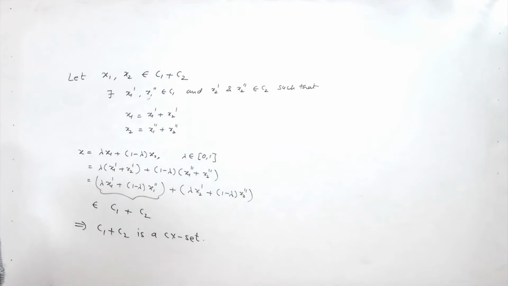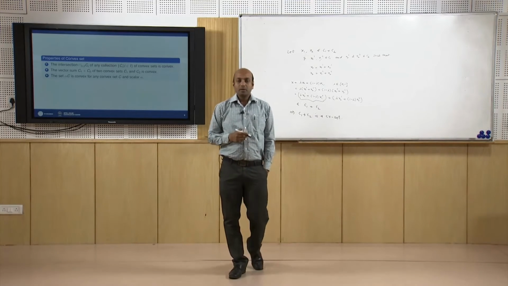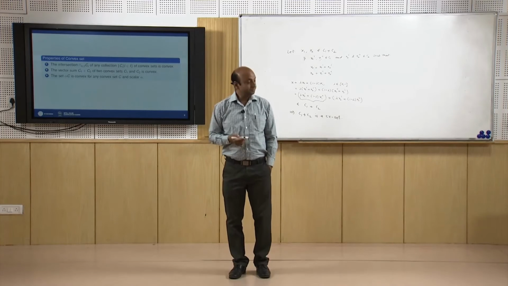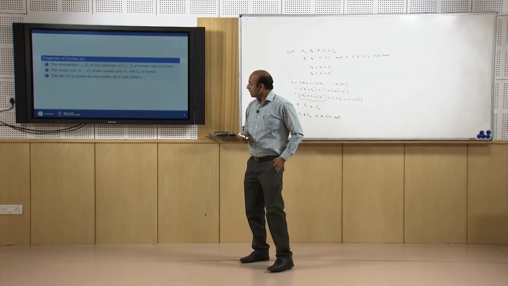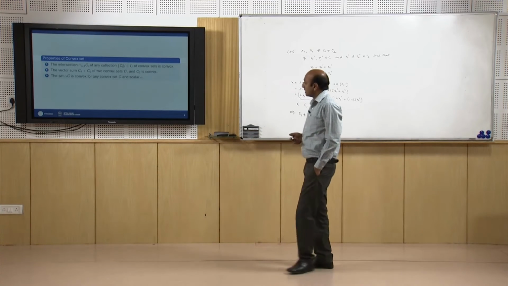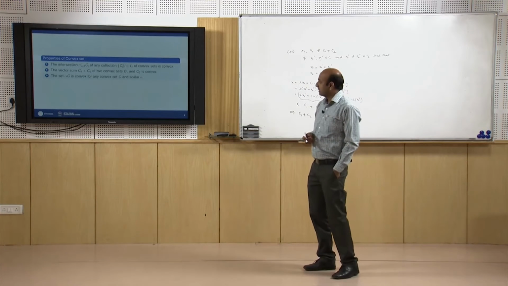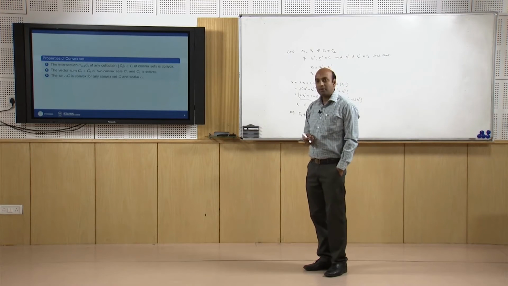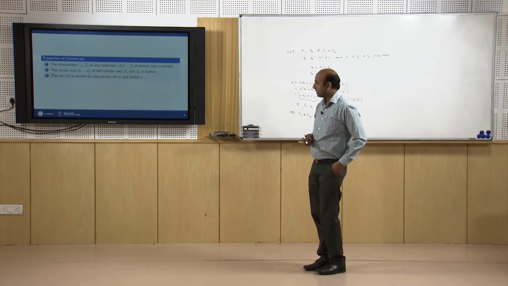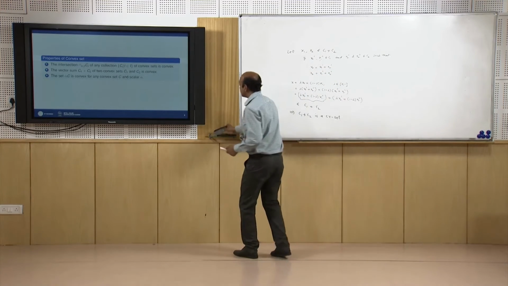So, in this way we can show that the sum of 2 convex sets is also convex. Now, the next is the third property: alpha times C is also convex for any convex set C and for a scalar alpha. This also can be proved very easily.